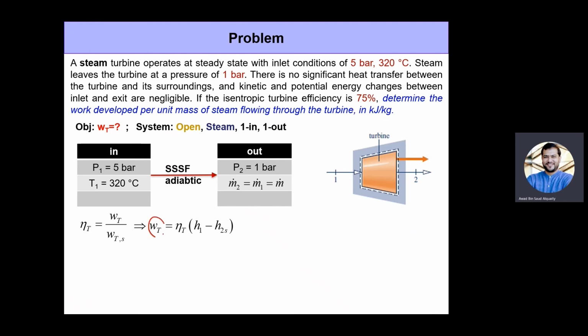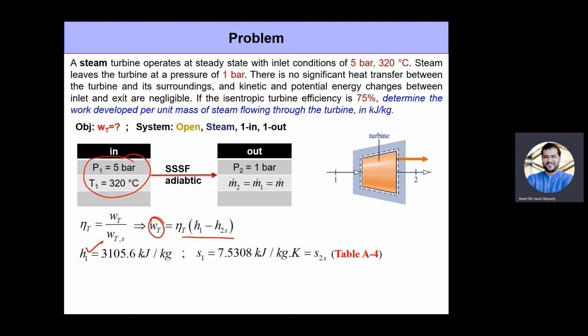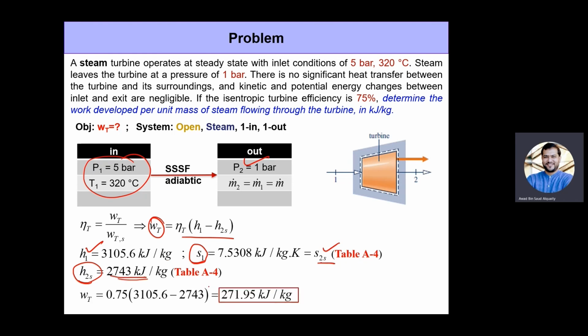Okay, so this is what we want to determine, and it's equal to simply the isentropic efficiency times (H1 minus H2S). We can get H1 directly because it's superheated vapor, with pressure and temperature given. From here, we will also determine S1, because this is exactly equal to S2S. Then S2S can be determined because we know pressure P2 and S2S. So here we can get H2S, and using these two, we can simply get the work output of the turbine.